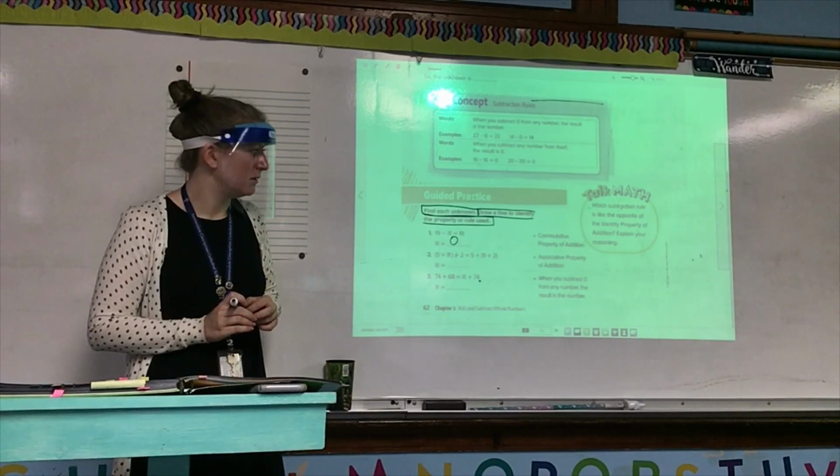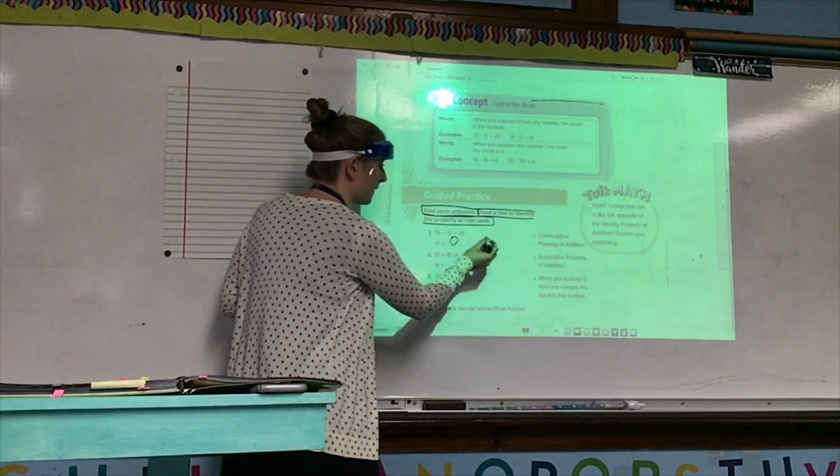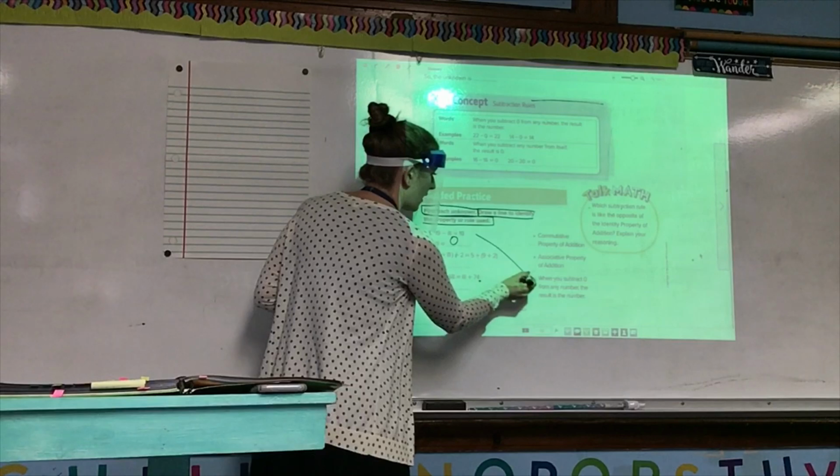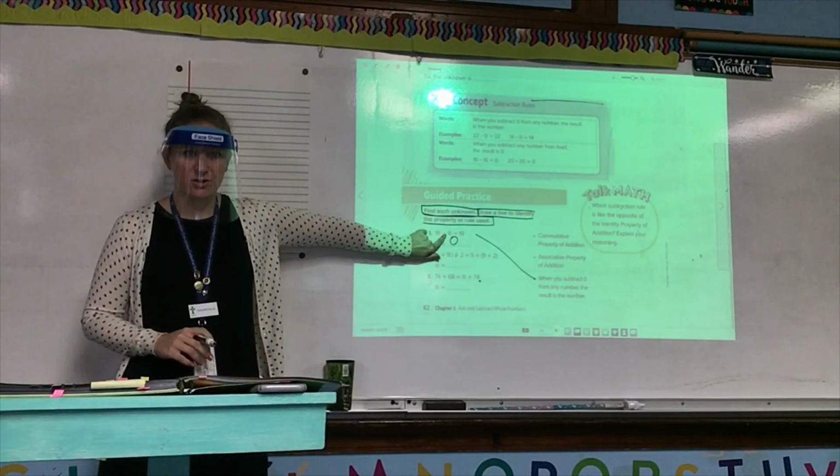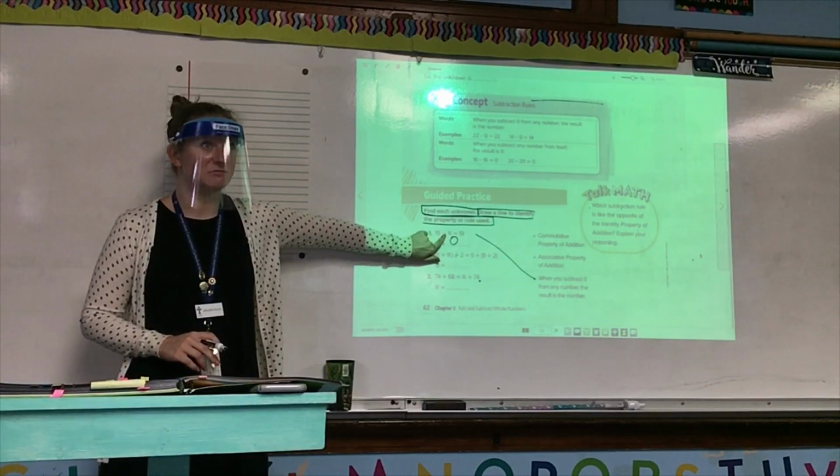The last one. When you subtract 0 from any number, the result is the number. Good. First of all, we know that has to be a subtraction rule because we have a subtraction symbol.